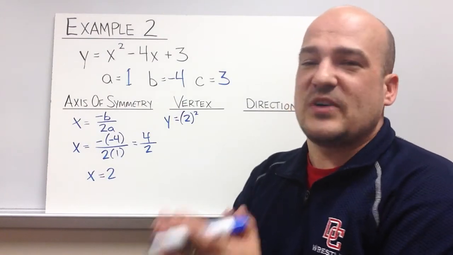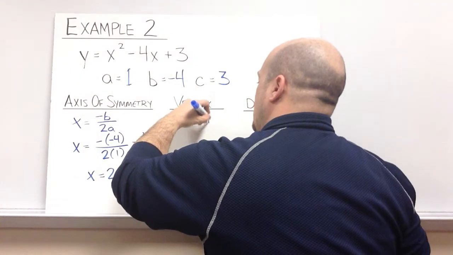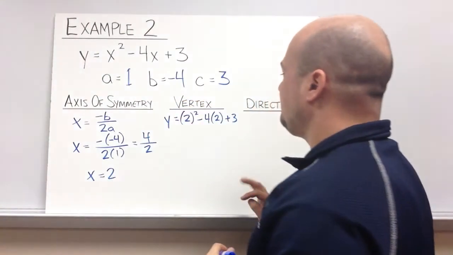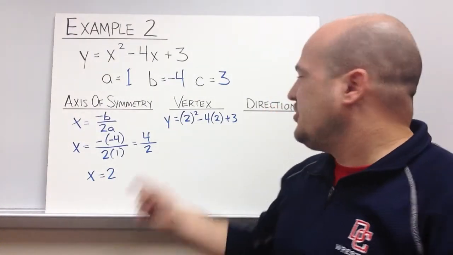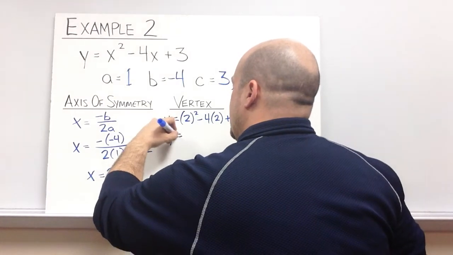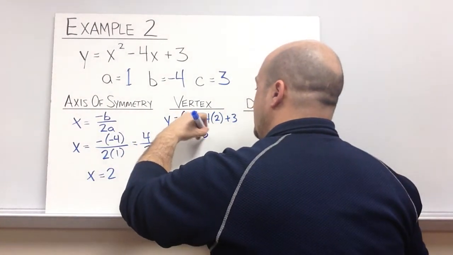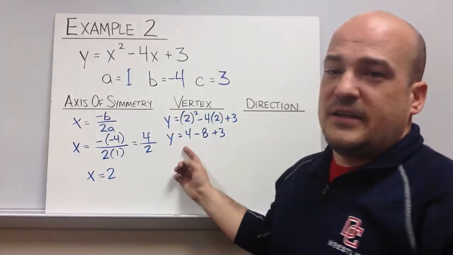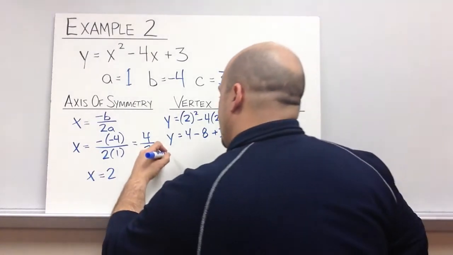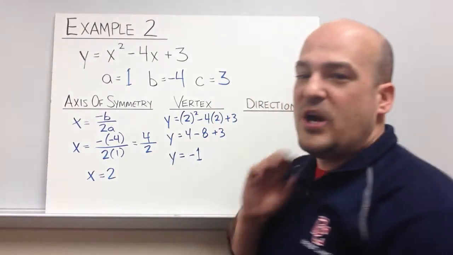We get in trouble when we try and find shortcuts. Okay, so x squared minus 4 times 2 plus 3. Very good. You could just type all that into your calculator. Okay, 2 squared is 4. Negative 4 times 2 is negative 8 plus 3. So now when I do 4 minus 8 plus 3, I end up with y equals negative 1.